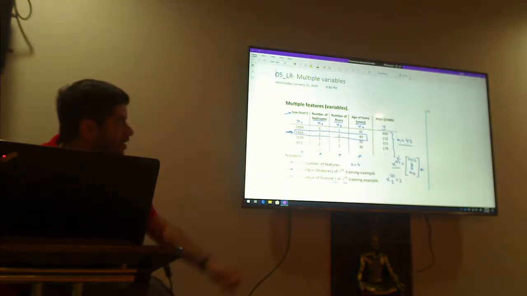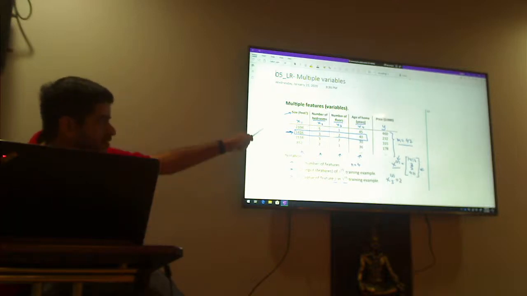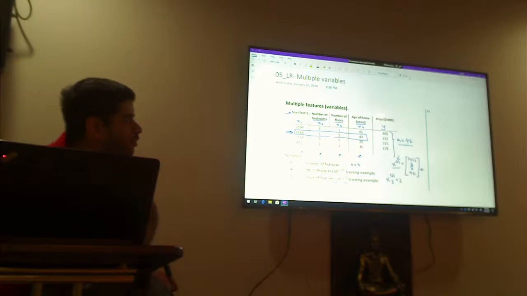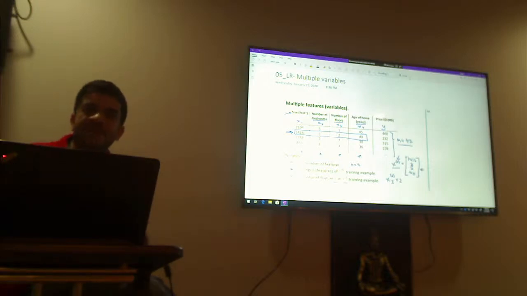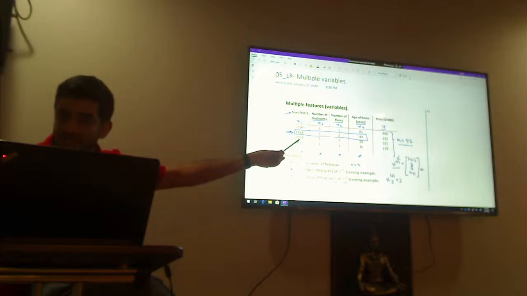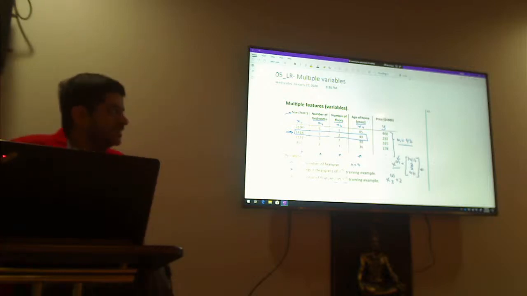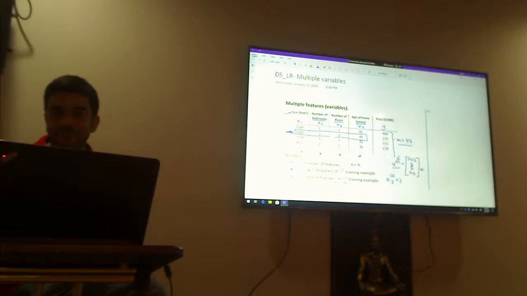This was there already. So here, this is what we were talking about earlier, right? Size, number of bedrooms, number of floors, age of the home in years, price. So what exactly are we trying to predict? What is the dependent variable? Y. In this particular example, what is y? The price of the house. Price. Right. And what are the independent variable or variables?